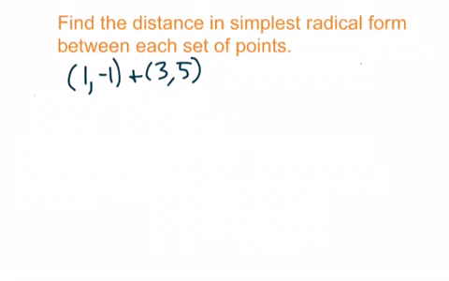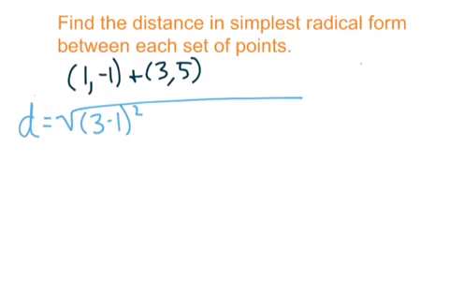Okay, so I need to find the distance in simplest radical form between this set of points. If you have your textbook open and your notebook open, you should have the formula right in front of you. All right, so let's do d equals the square root of 3 minus 1 squared plus 5 minus negative 1 squared. So we'll put that one in the brackets.